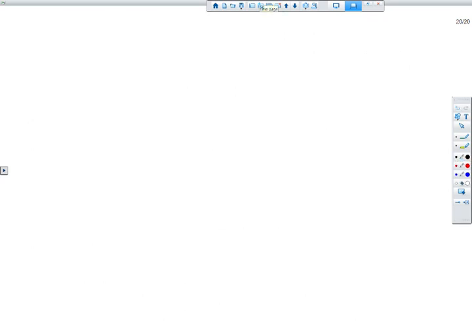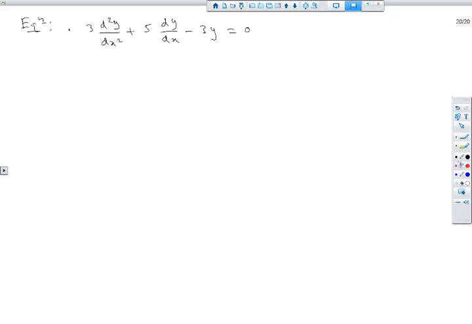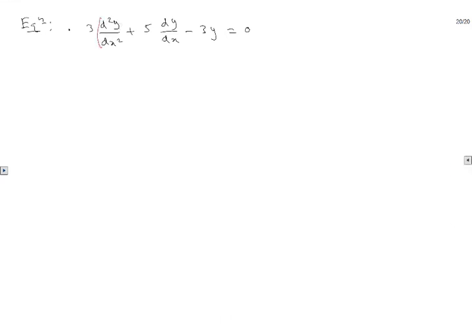So how about these examples? Let's say 3 d squared y over dx squared plus 5 dy over dx minus 3y equals 0. You can see that the y term and the derivatives, the power of each is 1. For example, what is the power of this term? It is 1. Same thing, the power of this one is 1, the power of this one is 1. So that's what it means: all the powers of those terms have to be 1. So let's look at more examples.